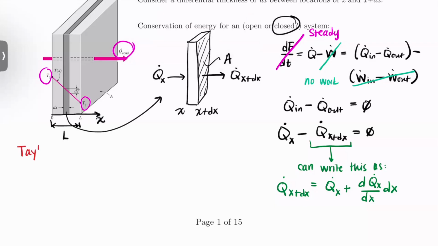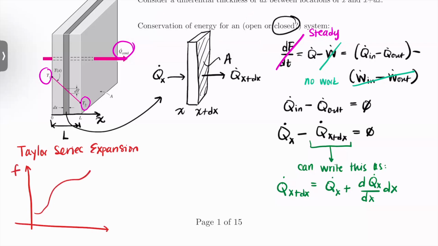So just to remind you, the Taylor series expansion. If I have some function f and I know its value at a location x, but I want to predict it at a new location dx away, I can approximate f at x plus dx as the following.